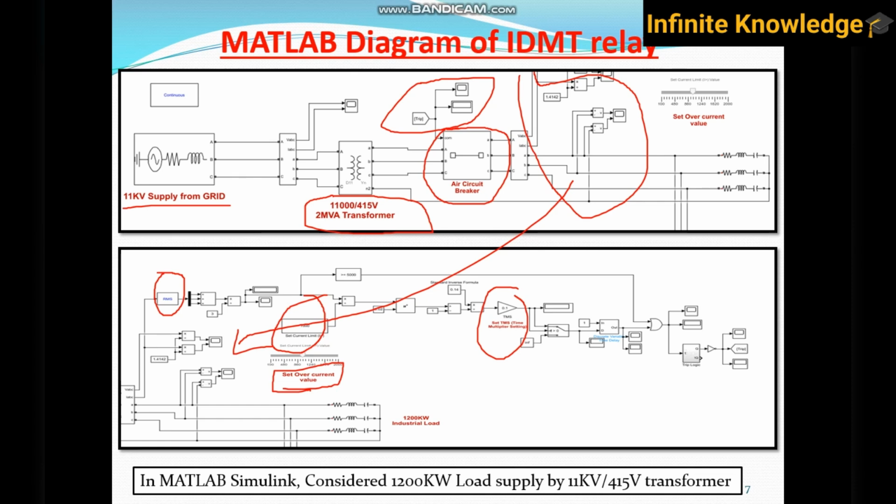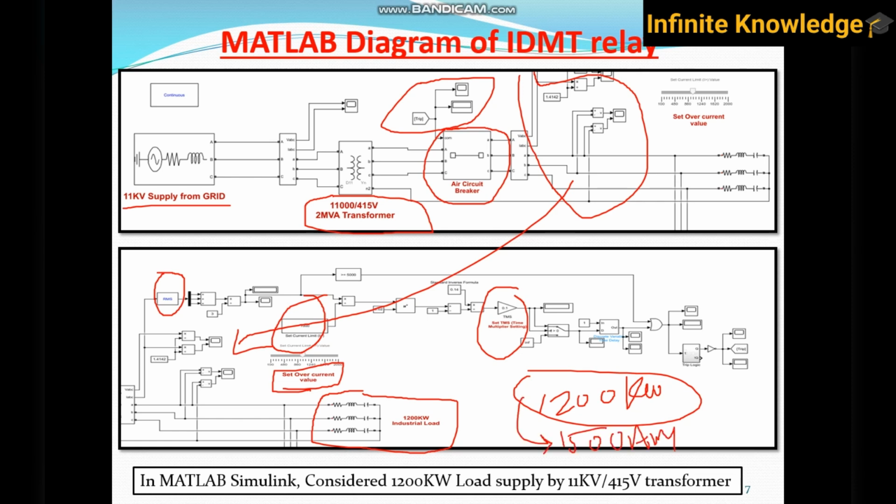Every industry has some particular load. So here you can consider 1200 kilowatt. If you convert the kilowatt into ampere, you will get nearly 1500 ampere. Okay, so this is our limit. So you need to set 1500 here in the set current value.